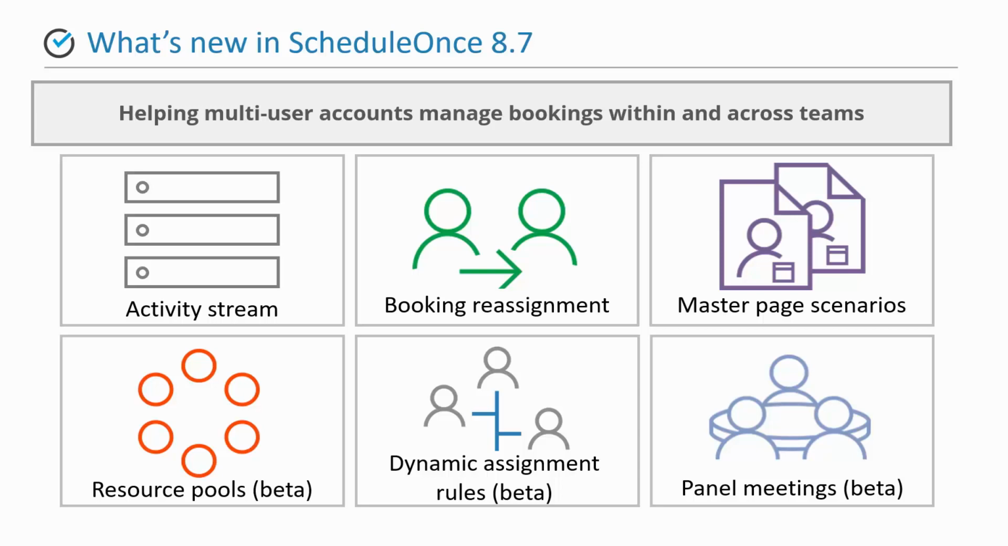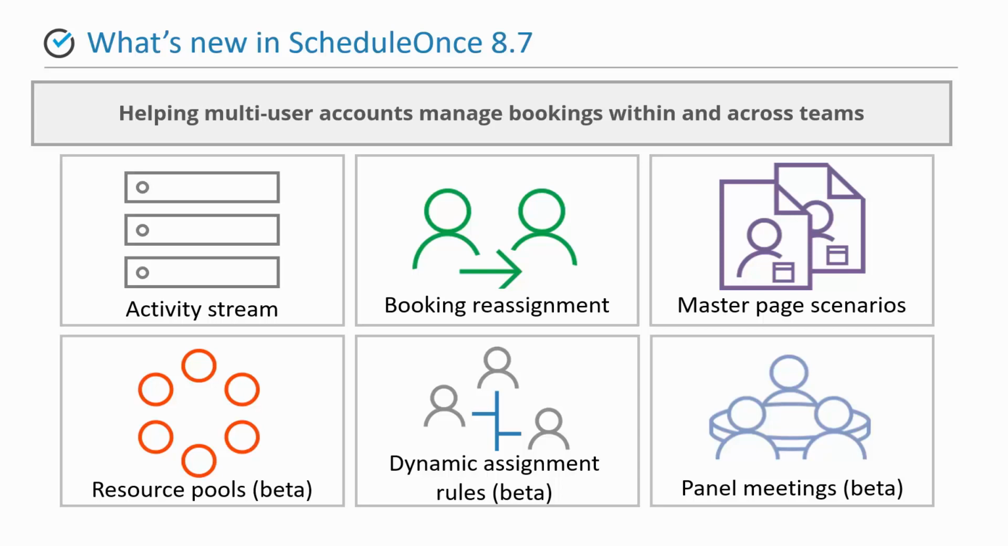Another beta feature that we released is our dynamic assignment rules. This is related to your master page scenarios. One of our scenarios allows you to create your own rules of how you want to distribute bookings to booking pages in your master page. Previously we had static rules where you could assign bookings based on the existing associations between booking pages and event types. Today we've created new dynamic assignment rules that are more flexible. And I'll talk more about what that means and explain that more as we move on.